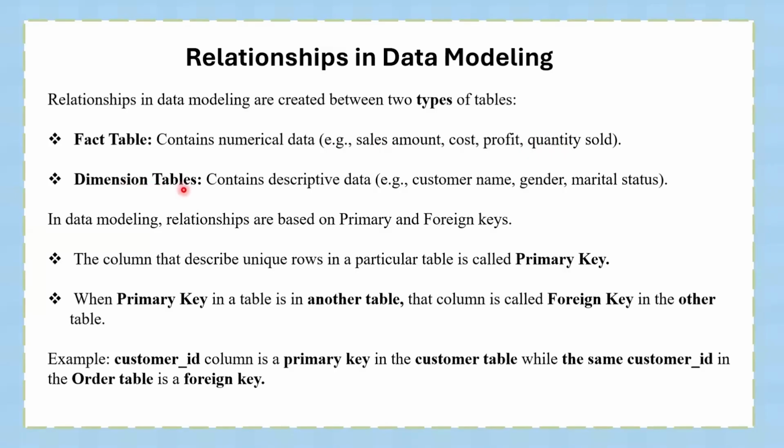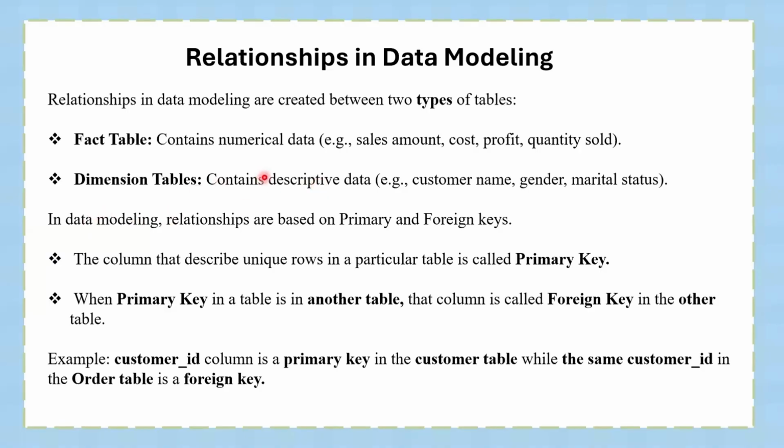For dimension table, basically just look for tables that are describing. So you have a customer table. This is basically going to be describing the customer that the business has. Customer name, their gender, their age, marital status, their address, and every other information that customer has provided. Products table also. This is going to basically be describing what type of product does this business sell.